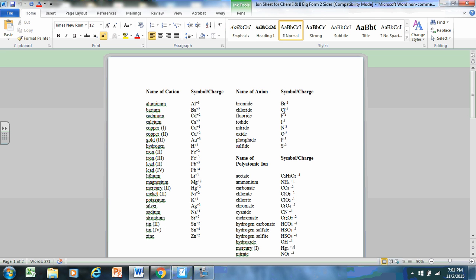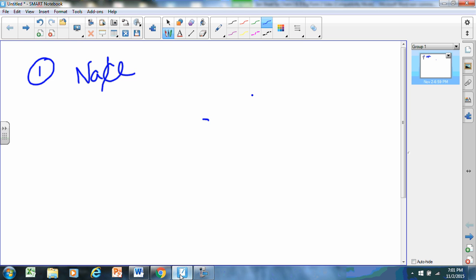And then Cl is just chloride. You find that, you look for the symbol this time and then grab the name. And so this thing is called sodium chloride.